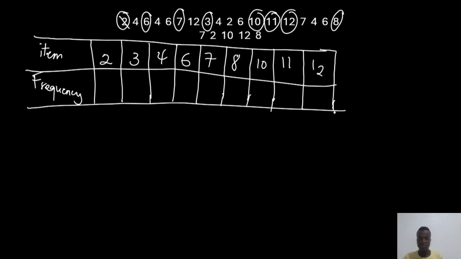Let's see. Now let's do the frequency, right? How many times does two appear? That's the frequency, the count. So two is one, two here, one, two, three. So I have three of the twos.